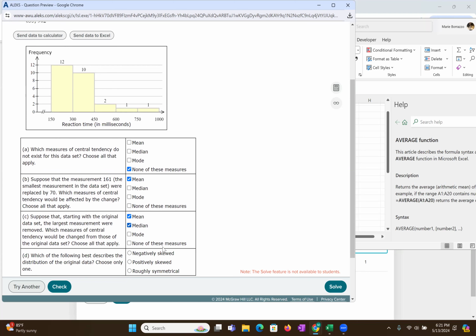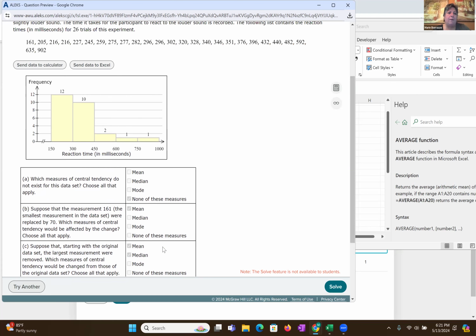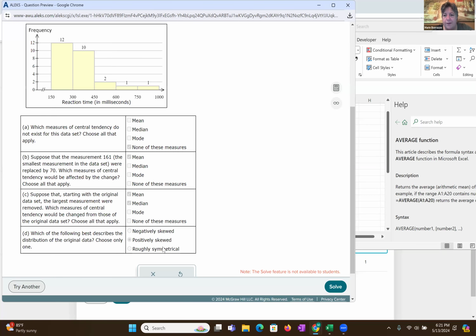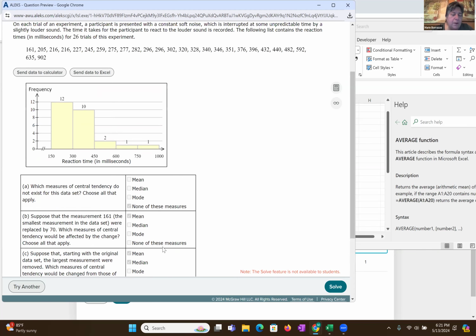Skewed. Positively skewed? There you go. That's our data. Is this one easy for you to do? Why is it positively skewed? Because it's a right skew. You see, right is positive, left is negative.